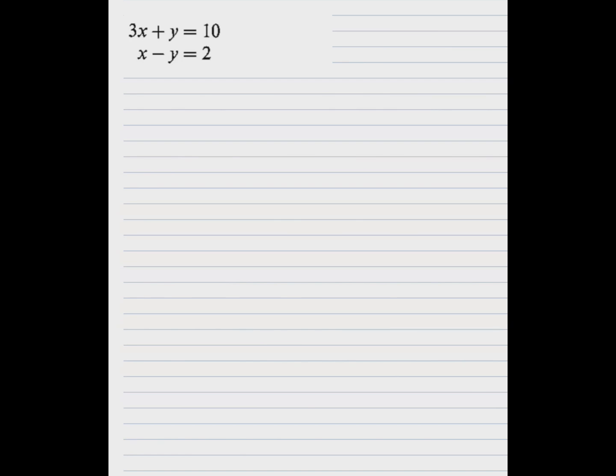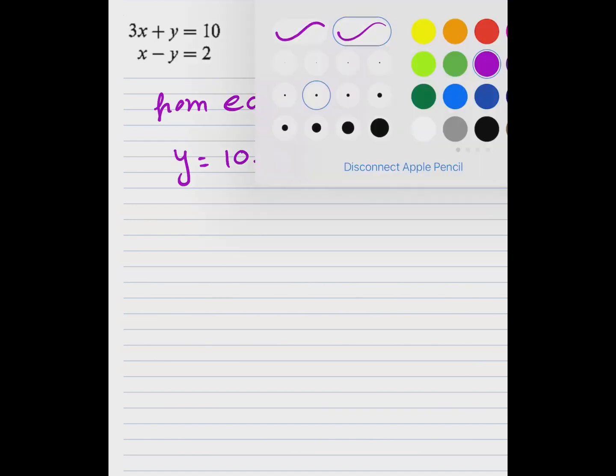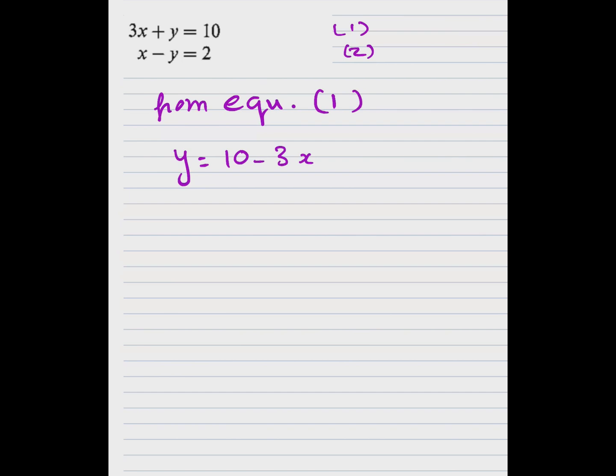So I can say, okay, this is equation 1 and this is equation 2. I will use the y in equation 1. So from equation 1, y equals 10 minus 3x. Then the next step is to substitute in the second equation.